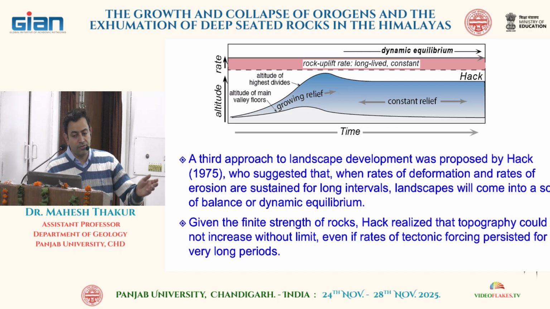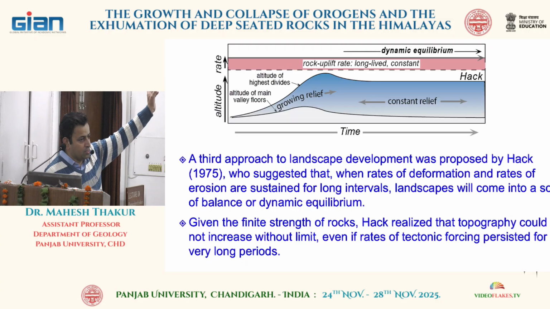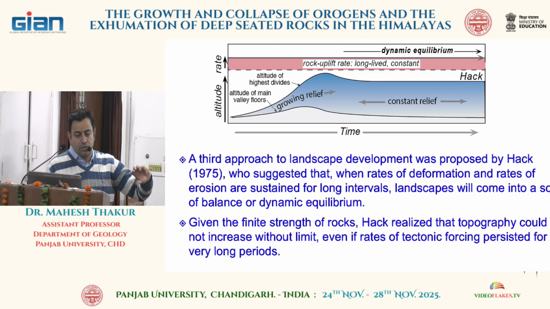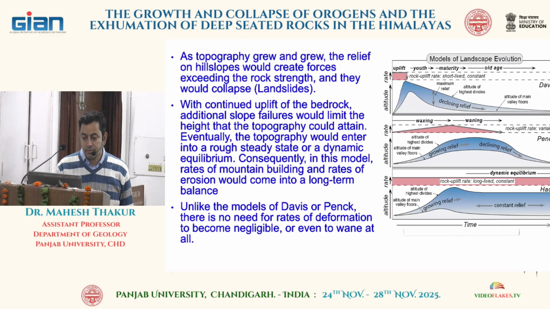This is different from the Davis model. In the Davis model you have instantaneous tectonic forcing, but in this case the relief is built slowly and slowly, and then there is a dynamic equilibrium between topography and erosion. As the topography grew and grew, the relief on the hill slope would create forces exceeding the rock strength, and they would collapse.